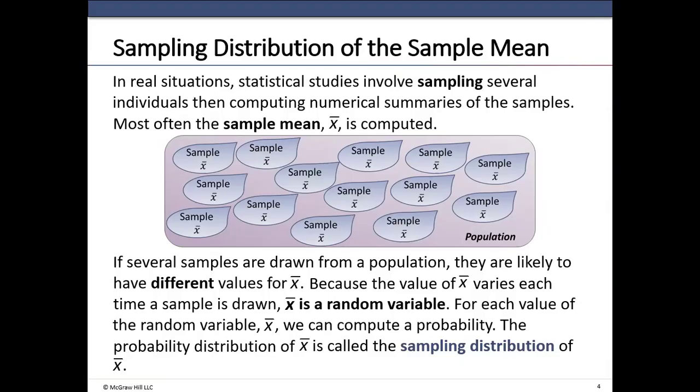If several samples are drawn from a population, they're likely to have different values for X bar because the value of X bar varies each time a sample is drawn. X bar is a random variable. For each value of the random variable X bar, we can compute a probability. The probability distribution of X bar is called a sampling distribution of X bar.